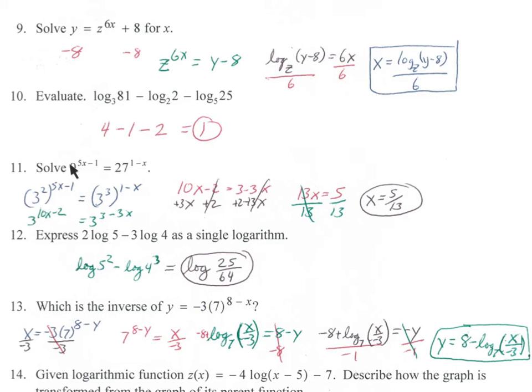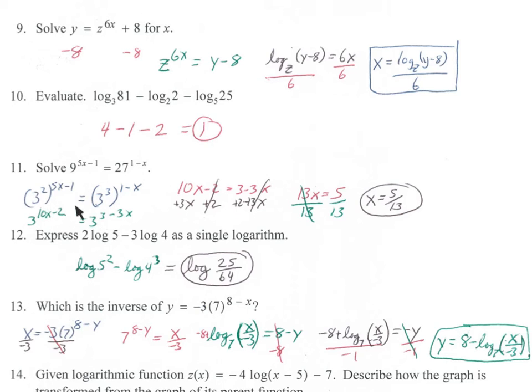Again, the key is to get the same base. So if that's 3 squared and that's 3 cubed, those are legal ways of changing it. And then the bases are the same now. When you take a power to a power, you multiply. It's called the distributive property. So 2 times 5x is 10x. 2 times negative 1 is negative 2. 3 times 1 is 3. 3 times negative x is negative 3x. The bases are the same.